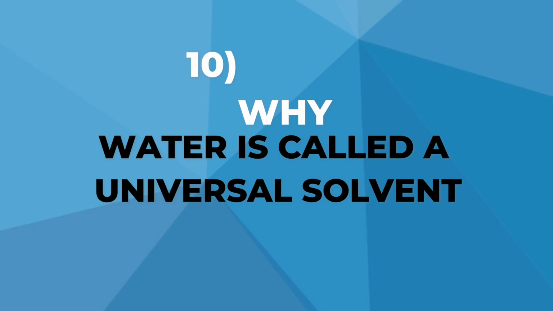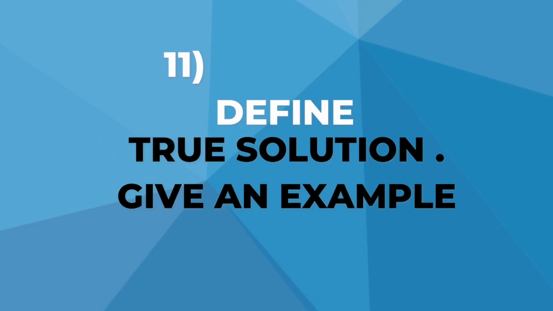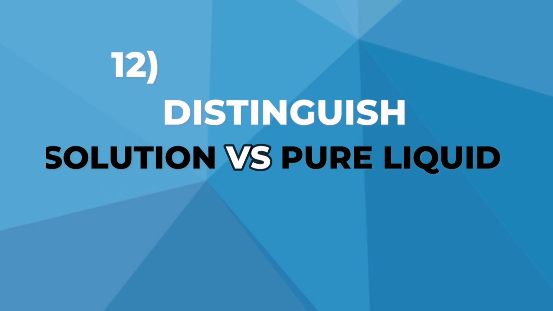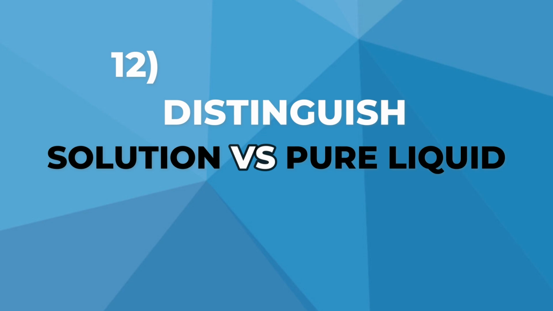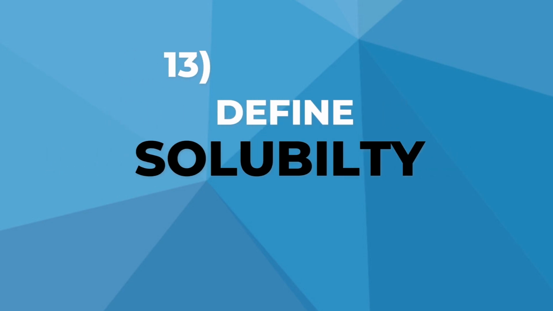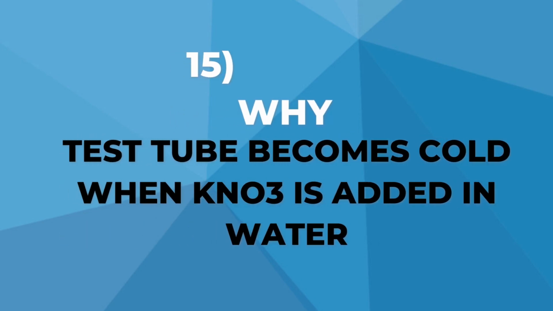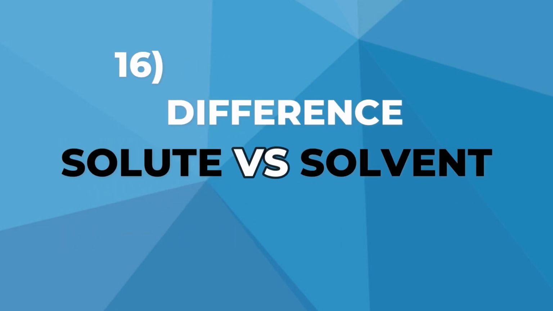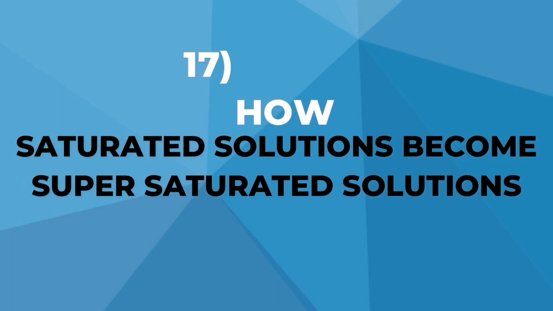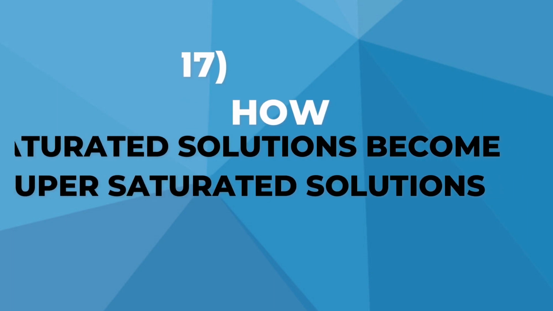define aqueous solution, also write 1 example, why water is called a universal solvent, define true solution with an example, how can you distinguish between solution and a pure liquid, define solubility, what type of solution is alloy, give an example, why test tube becomes cold when KNO3 is dissolved in water? Differentiate between solute and solvent. How saturated solutions become supersaturated solutions.